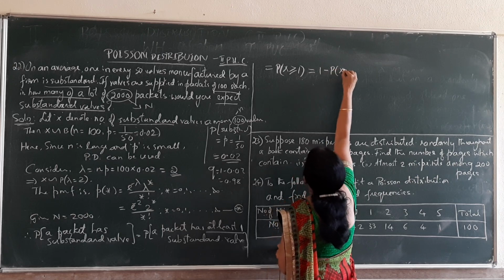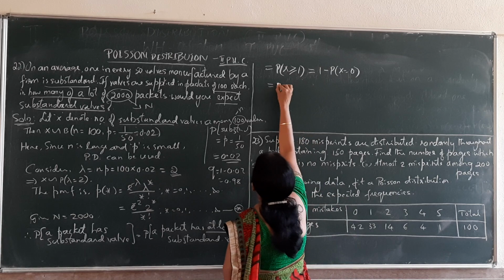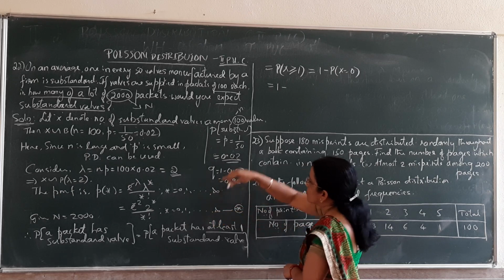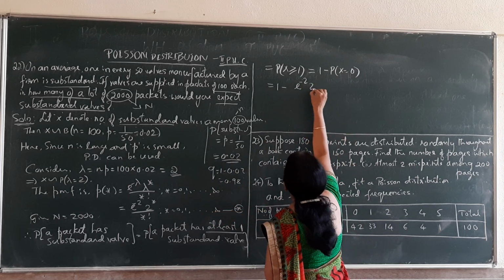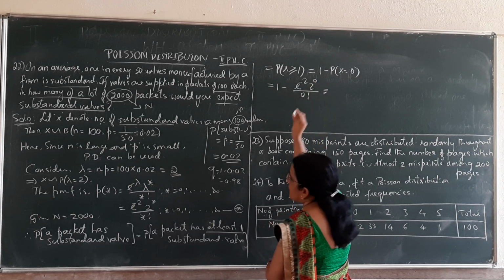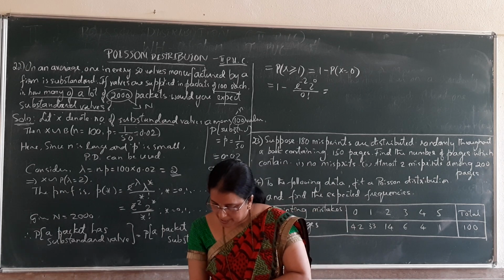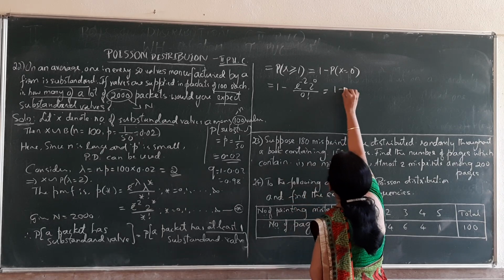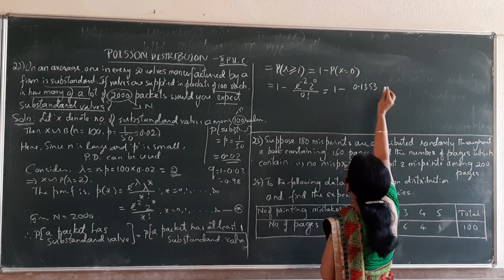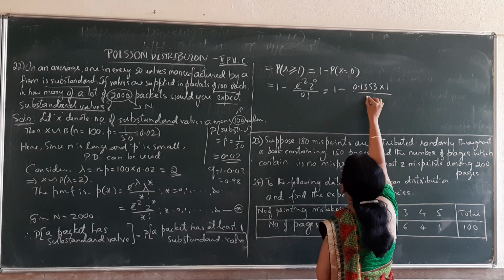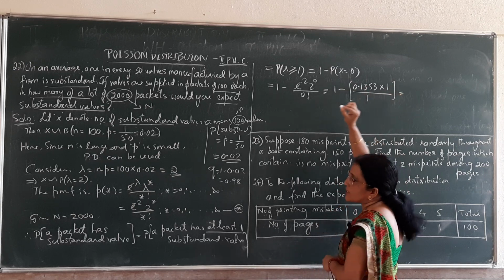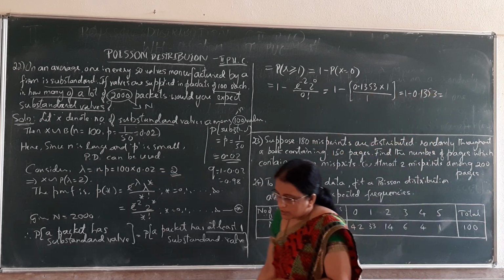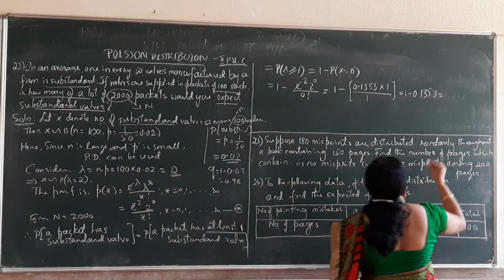1 minus P of x equal to 0, right? In the probability mass function, put x equal to 0. That is e power minus 2, 2 power 0 divided by 0 factorial, which is equal to e power minus 2, that is 0.1353. 1 minus 0.1353 into 2 power 0, 1 divided by 0 factorial, 1, which is equal to 1 minus 0.1353, which is equal to 0.8647.